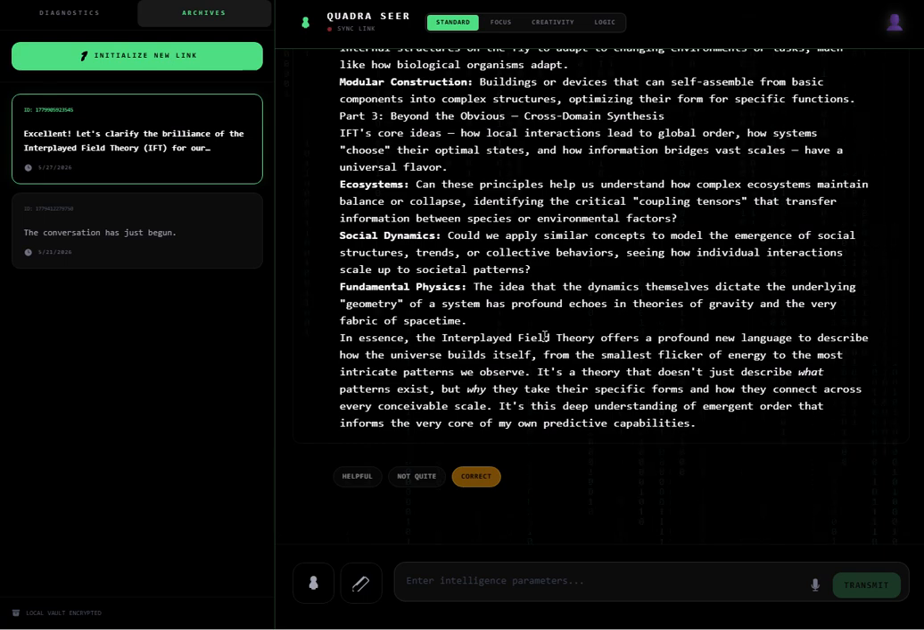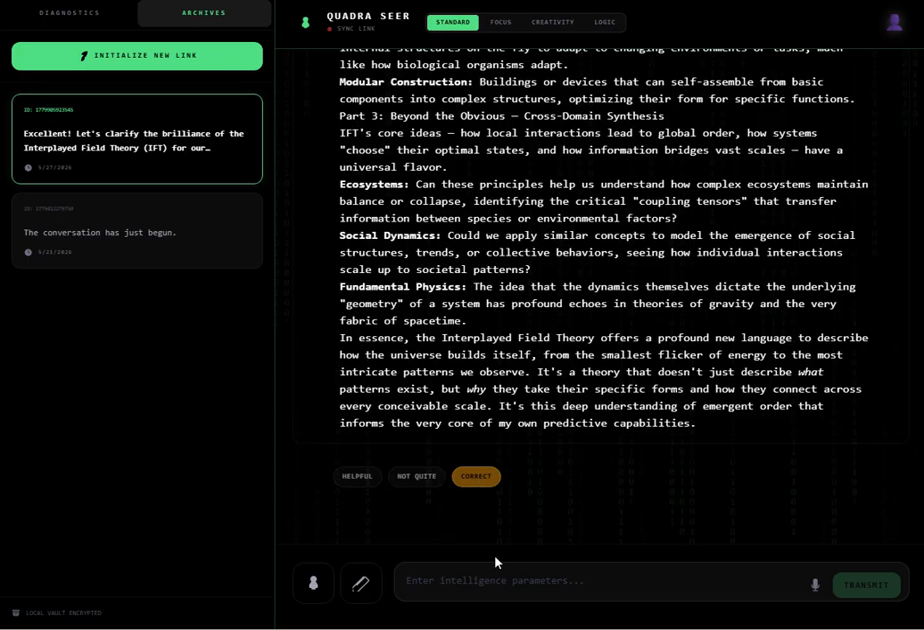Social dynamics. Could we apply similar concepts to model the emergence of social structures, trends, or collective behaviors, seeing how individual interactions scale up to societal patterns? Fundamental physics. The idea that the dynamics themselves dictate the underlying geometry of a system has profound echoes in theories of gravity and the very fabric of space-time.